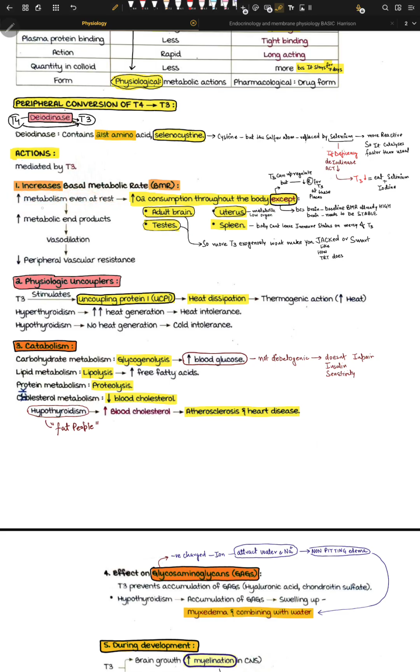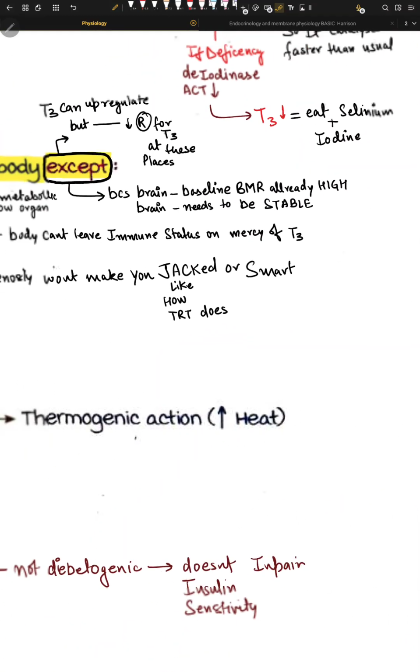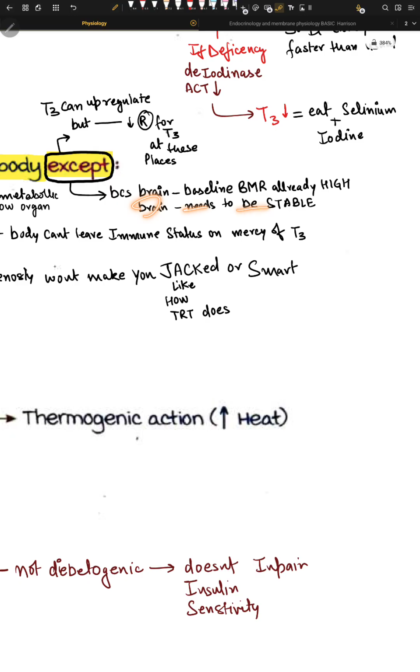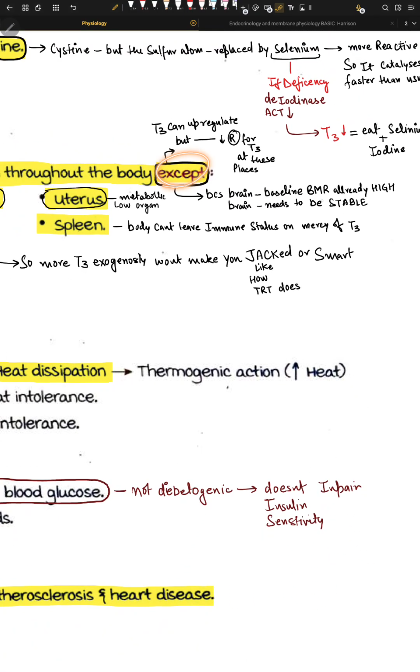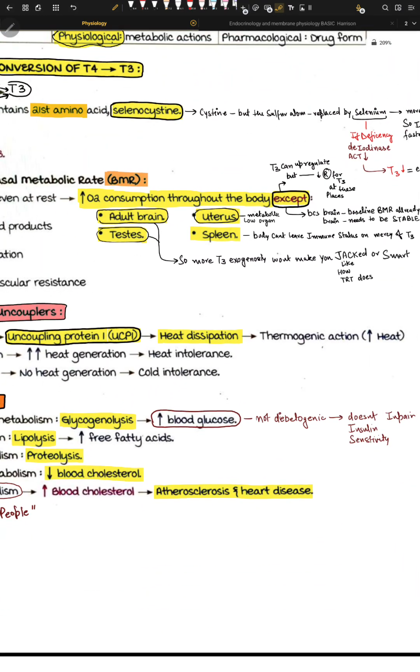Basal metabolic rate. So this results in O2 consumption throughout the body except brain, because baseline BMR is already high in the brain. And imagine if just one dose of T3 can screw up your brain, right? You're messed up. So you need your baseline brain to be normal throughout your body. So brain needs to be more stable. So that's why, except the adult brain, it will not work.